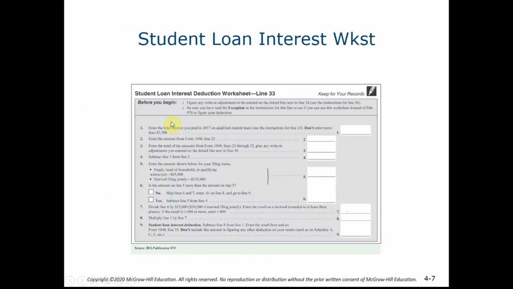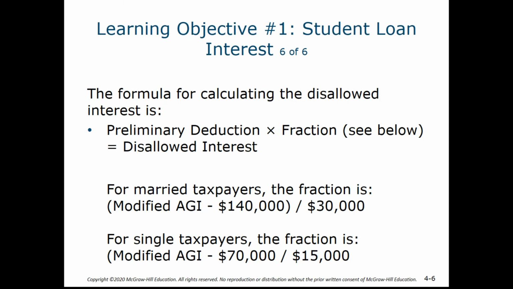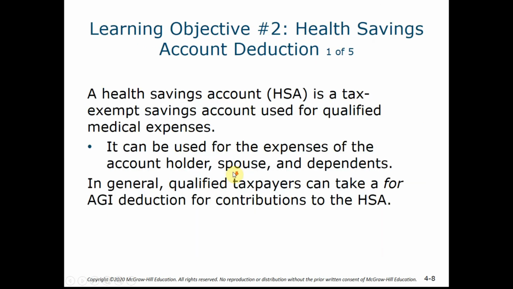And they give you a student loan worksheet in the text, which shows you the process of determining how much, if any, of the $2,500 deduction the taxpayer would be qualified for as an above-the-line deduction. And just a note, if your modified adjusted gross income is below $140,000 for a married filing joint, then there is no phase-out, and you will get the complete preliminary deduction up to the $2,500 limit.